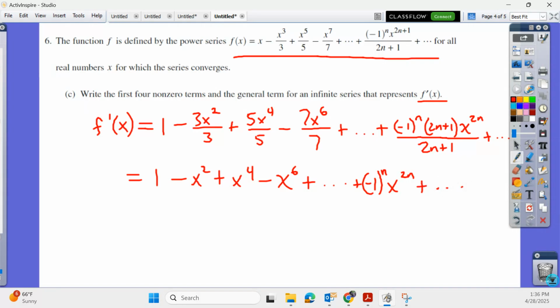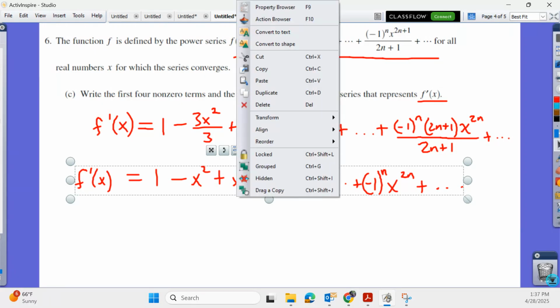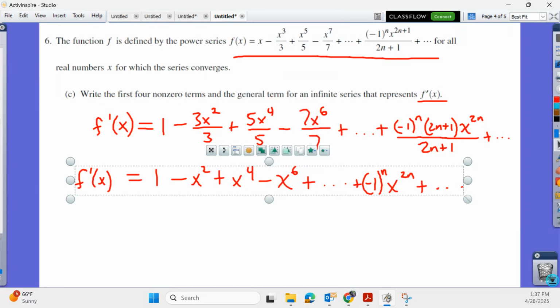So that's the simplified form of f prime of x. And I think you want it in that form because, again, part D is a little bit of a curveball, and we're going to use this here. This is f prime of x simplified. So I'm going to copy that, and let's go to part D.